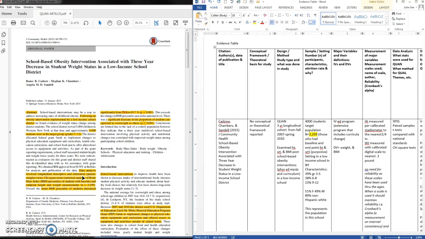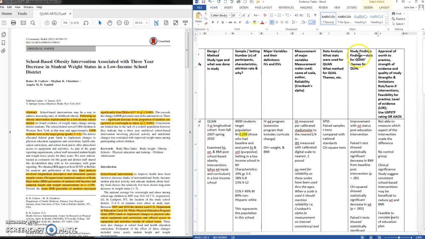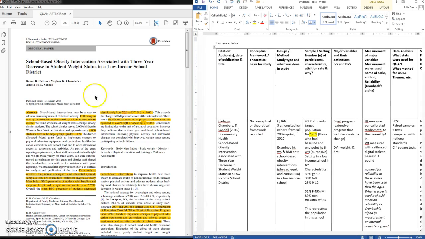Okay, you guys, let's jump into a quantitative study. So over here is the evidence table that is from your book, okay? Our goal is to go through each one of these categories with this article I pulled from somebody's assignment.